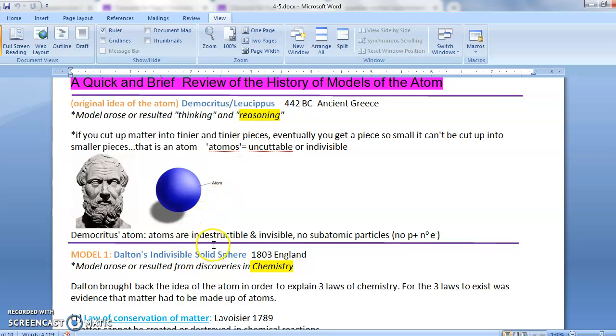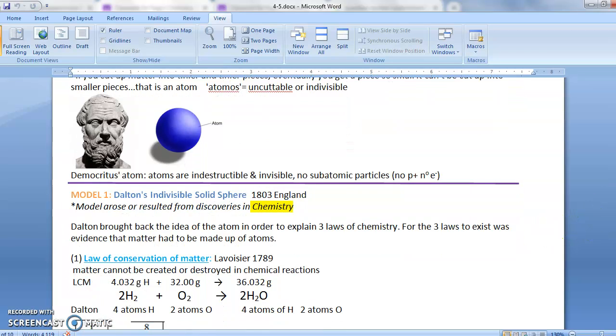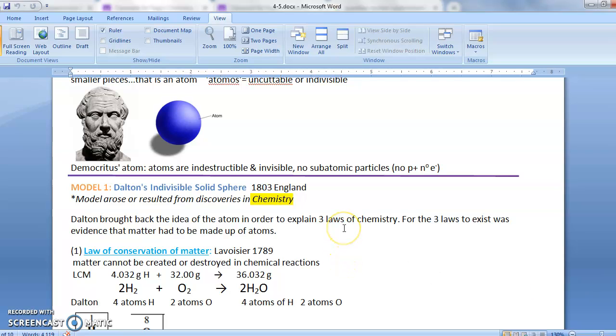Democritus's model was indestructible, it was invisible, as well as indivisible, and he did not even have a notion of subatomic particles such as protons, neutrons, and electrons. His model's kind of pictured as a ball.